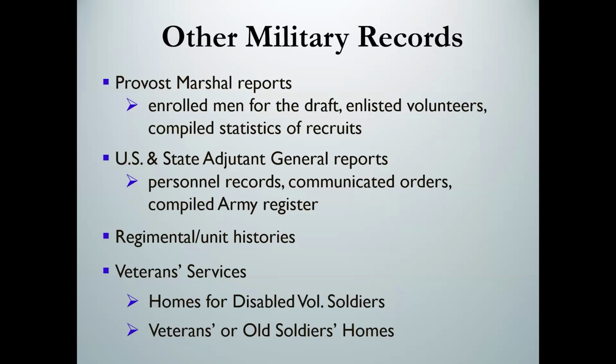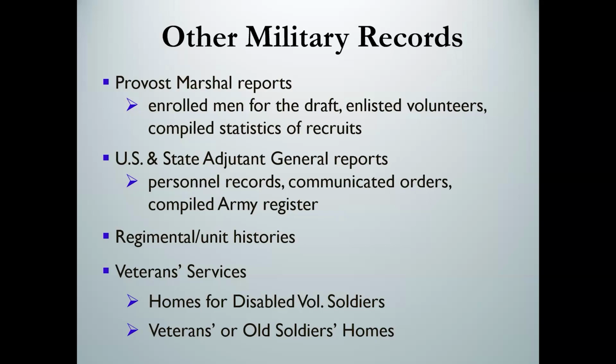You have the adjutant general's reports, the U.S. and the state level. The U.S. adjutant general, they're kind of like the keeper of all the papers. So they kept the personnel records, any correspondence or communications they had.